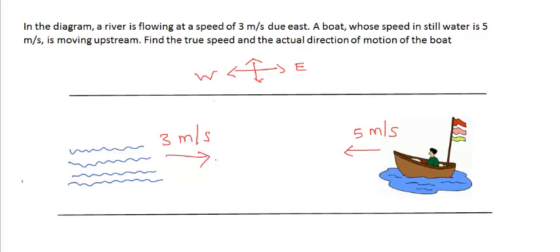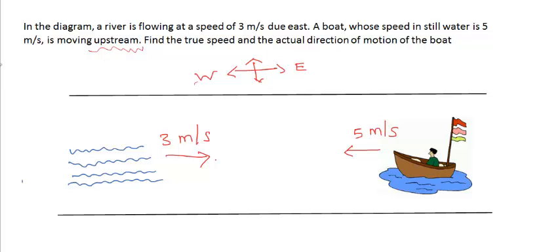Now let's consider the other example. In the diagram, a river is flowing at a speed of 3 meter per second. See, this is the river, with the speed shown here as 3 meter per second, and a boat having a speed of 5 meter per second in still water is moving upstream. Note the term upstream.